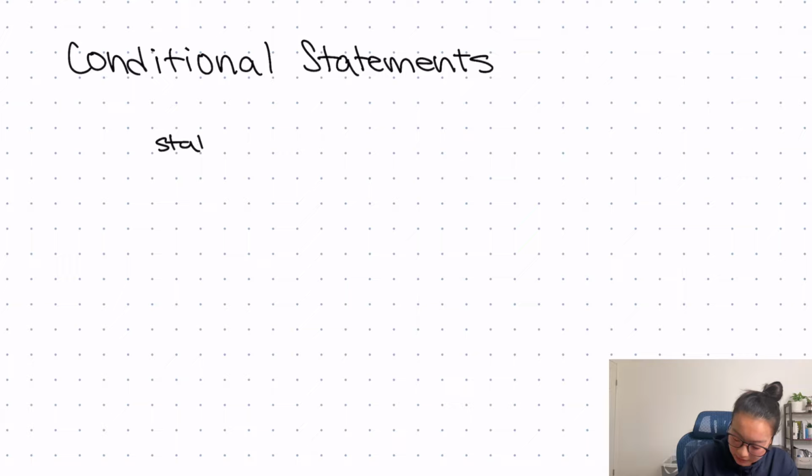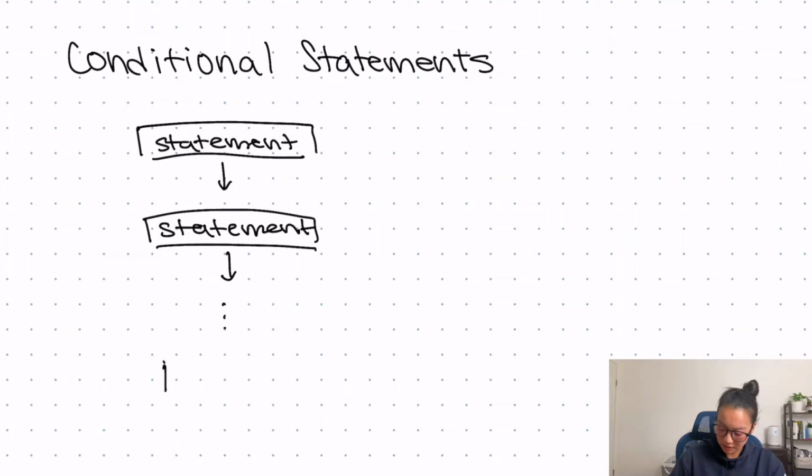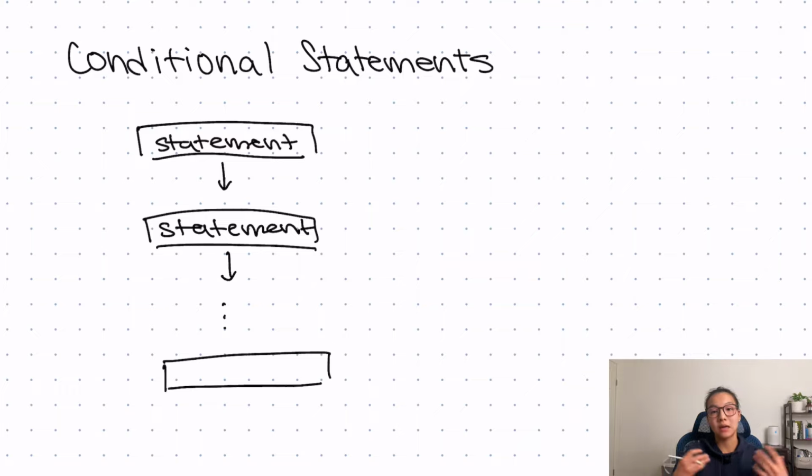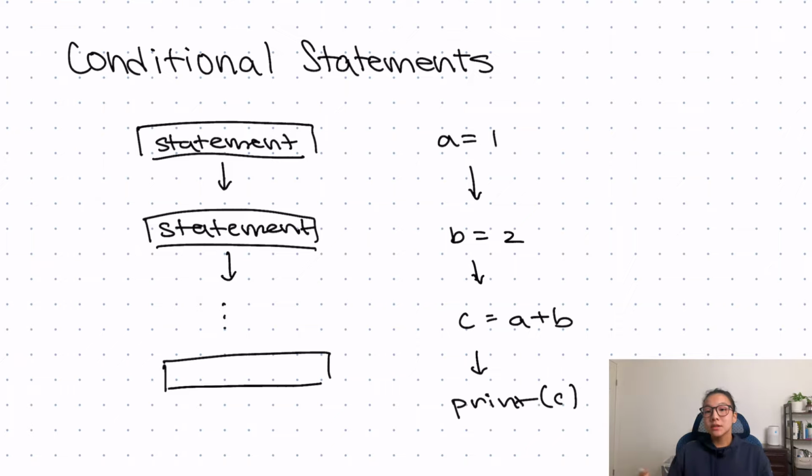Now, this follows a very linear and straightforward style. So I have some statement that gets executed. It goes on to the next statement, which gets executed, and then it keeps going until you reach the final statement and our code concludes execution. So in our specific example, our first statement would be A equals 1. And then after A equals 1, we set B equal to 2. Then we set C equal to A plus B. And then we go on to print C. So this is very straightforward because we just go like this.